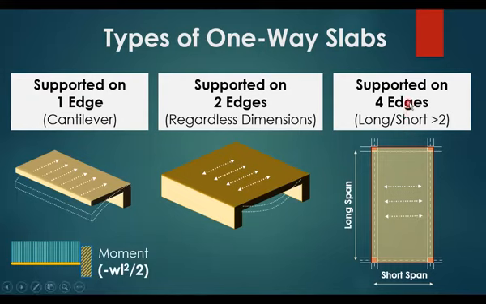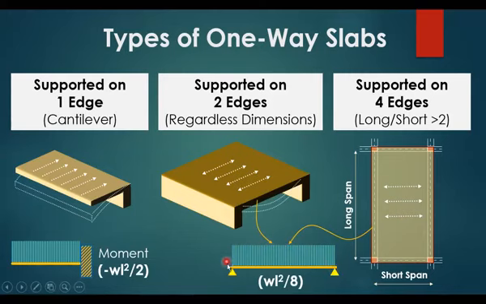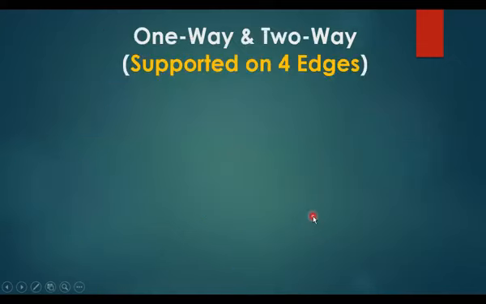So it can be classified as one-way if the long span divided by the short span is greater than 2. In these two cases, if you are talking about a simply supported span, under this load here, the maximum moment will be WL square over 8. However, for a case of a cantilever, it is minus WL square over 2.